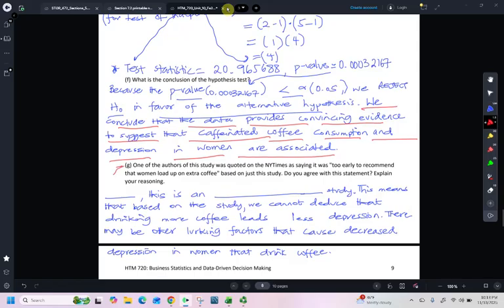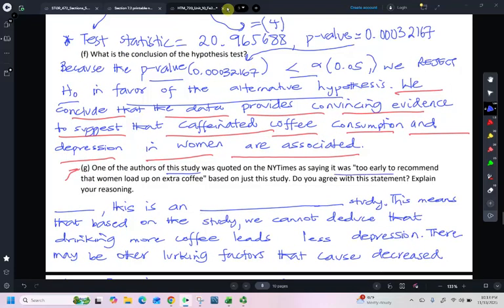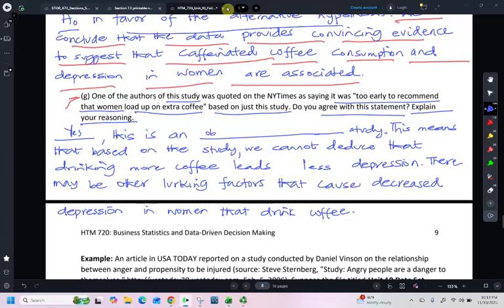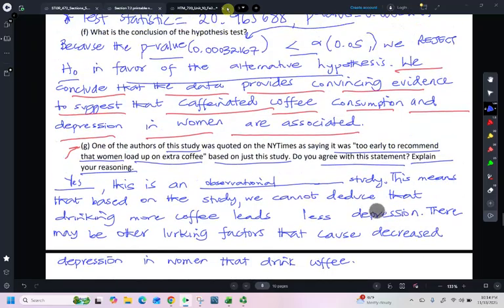Then there's question G. One of the authors of this study was quoted in the New York Times as saying it was too early to recommend that women load up on extra coffee based on just the study. Do you agree with this statement? Explain your reasoning. The answer should be yes. It is too early. And why is that the case? That is because this is an observational study. Remember, in an observational study, we cannot draw cause and effect conclusions.